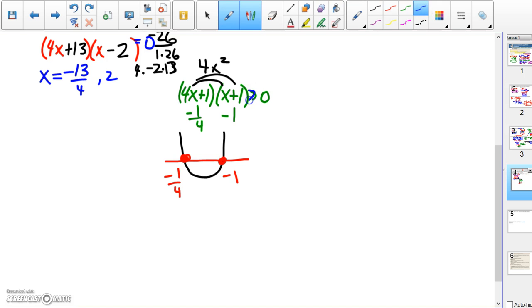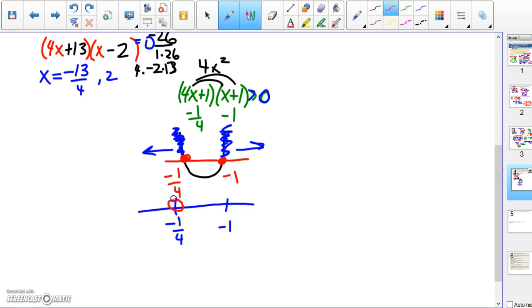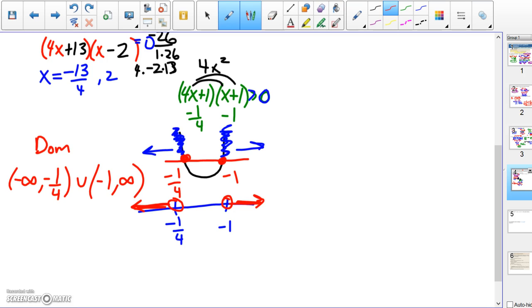Since this has to be greater than 0, I would know that my solutions are going to be on this part of my parabola. And so that's going to be less than negative 1/4 and greater than negative 1. If you looked at it on a number line, it might be easier to follow. We would have an open circle, arrow to the left, open circle, arrow to the right. That would be the domain. The domain is going to be from negative infinity to negative 1/4, unioned with from negative 1 to positive infinity. Okay, that's the domain. So if you look at those numbers, negative 13 fourths is negative 3.25.